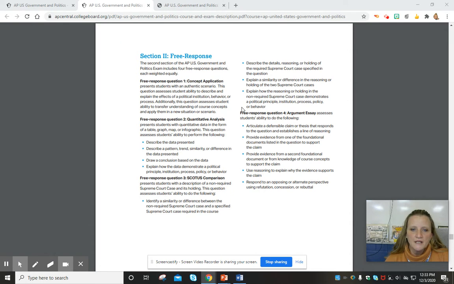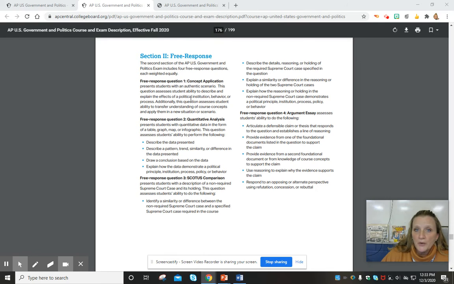Number 2 is quantitative analysis. You're going to be presented with quantitative data in the form of a table, graph, map, or infographic. That's why I try to provide them. I've provided them on both tests, I think, or at least I know I did in the reading. I think I may have to start providing some more of that. So this concept question is 3 points. Free response number 2, the quantitative analysis, is 4 points.